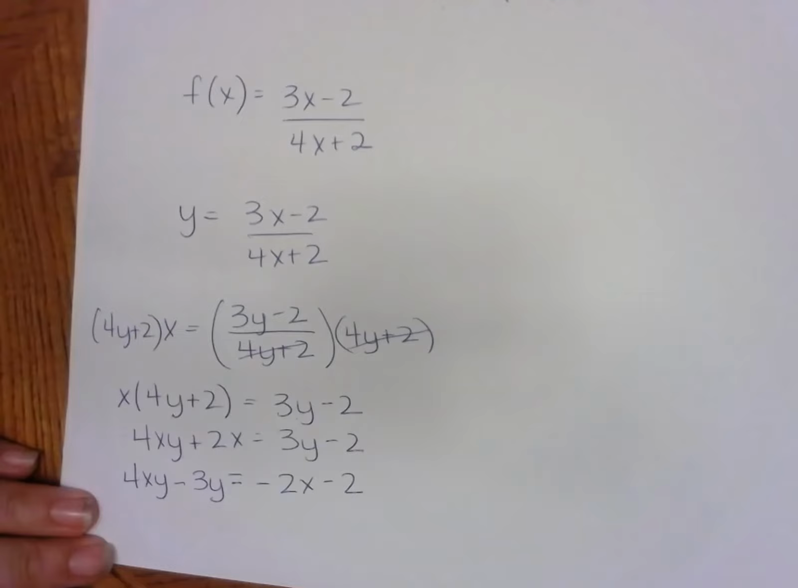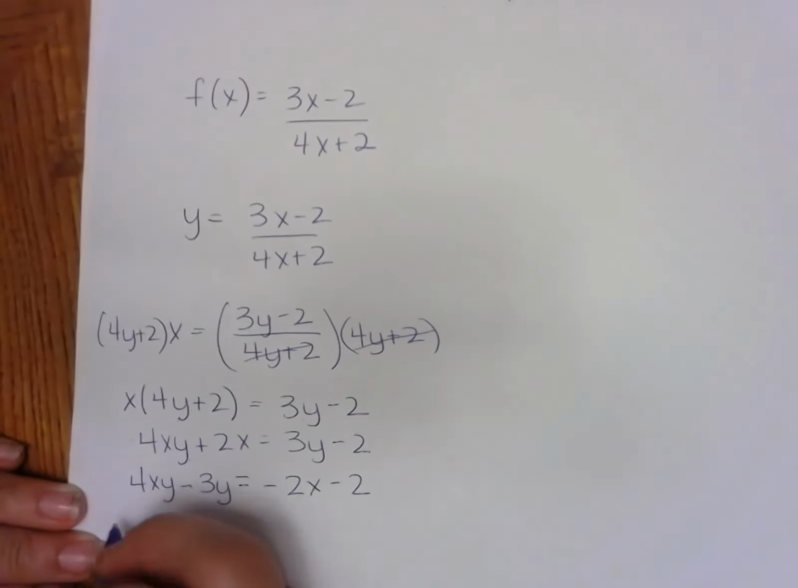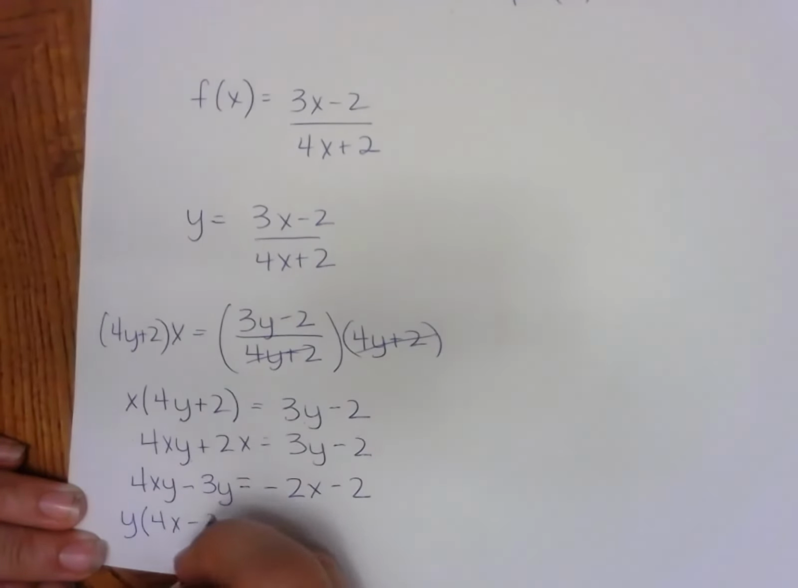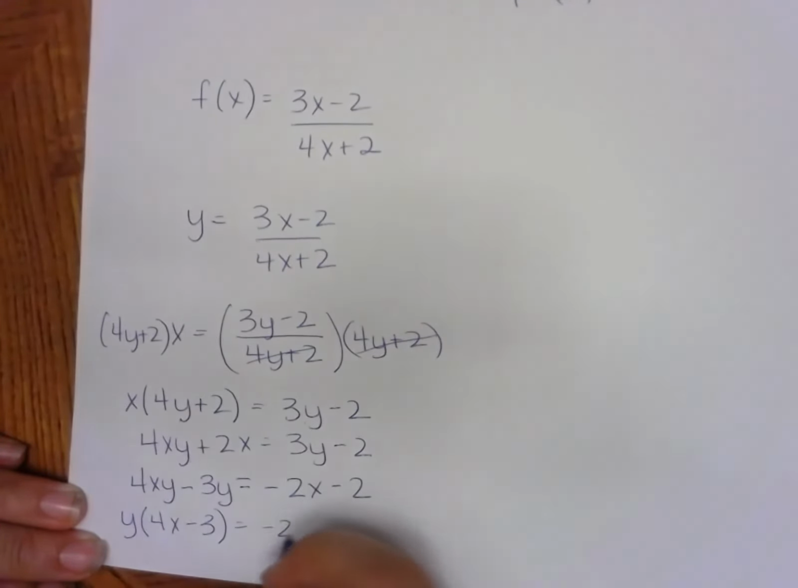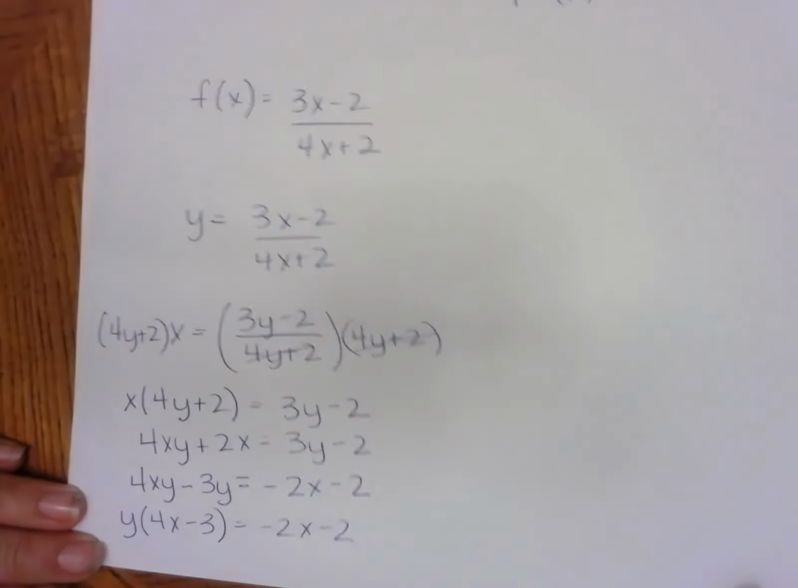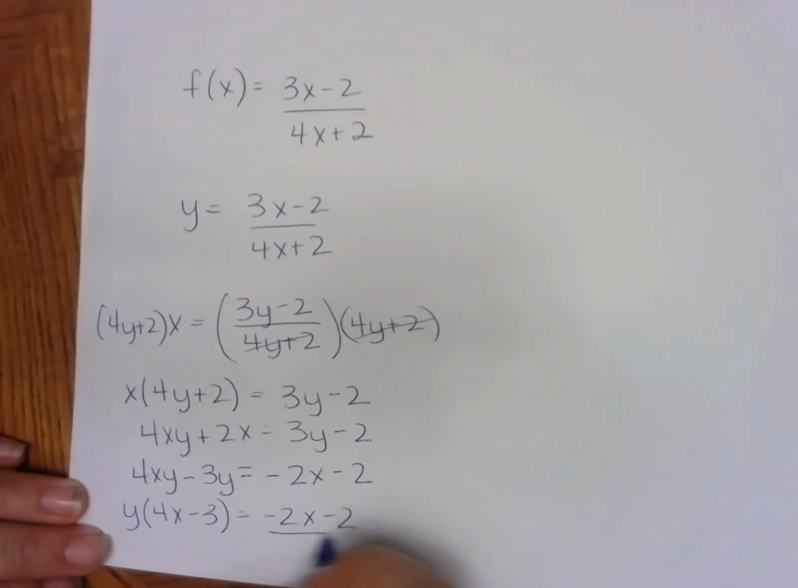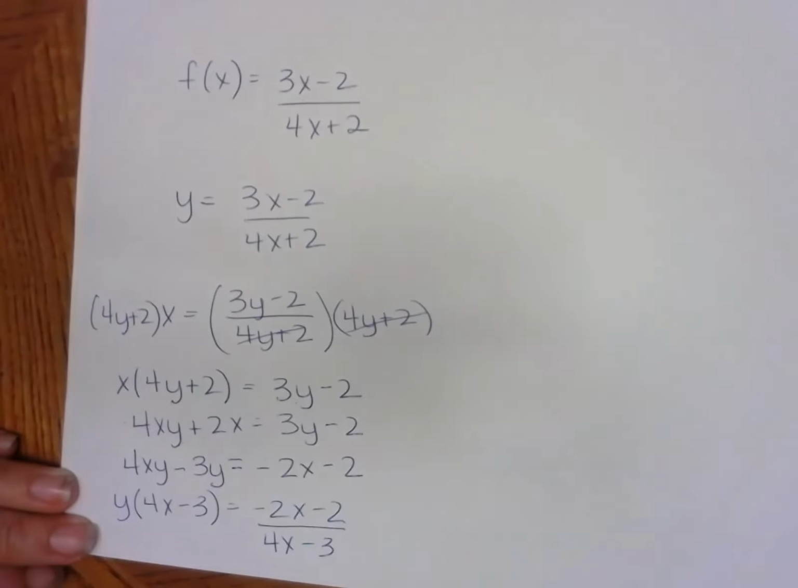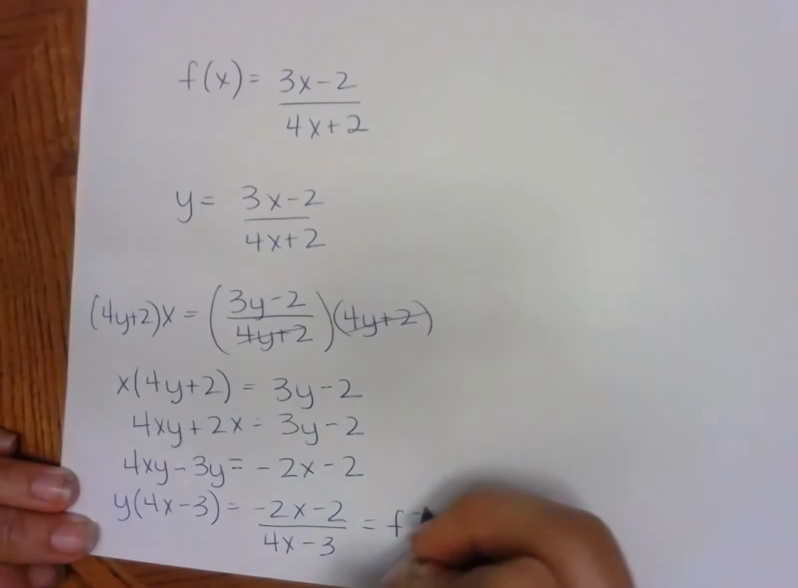All right, so now, factor, right? I have a y here, and I can factor out the y. So I have y times (4x minus 3) equals negative 2x minus 2. And then in my last step, I just divide by this whole thing, right? If this were 3y, I would just divide by it. Now, of course, I can't use whatever x value I put in the denominator that makes it equal to 0, but that's a domain restriction on it. So this is our f inverse of x.